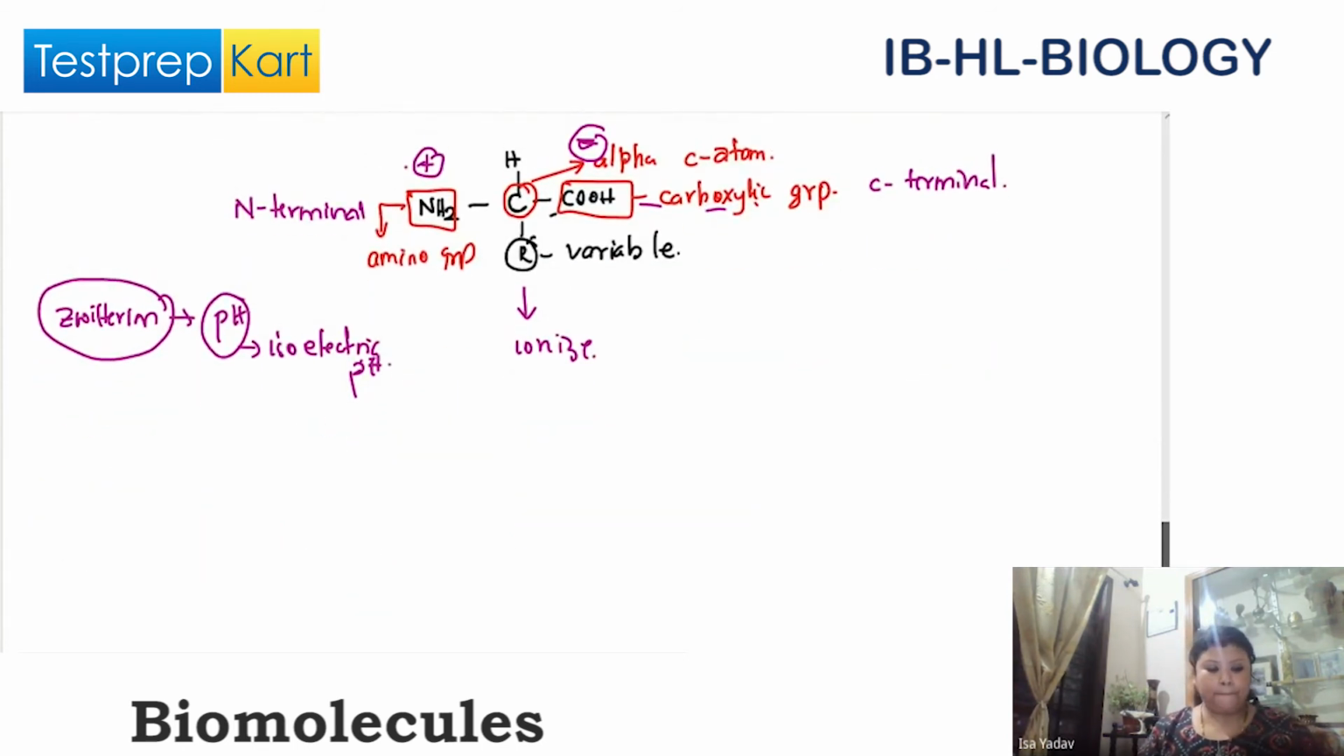Now, amino acids. As I said, we are going to go into the structure later. We'll come to this protein later on. Now see here. This ability of the amino acid to survive, having both positive and negative ion, is called as amphoteric property of amino acids. Okay, amphoteric property of amino acids.